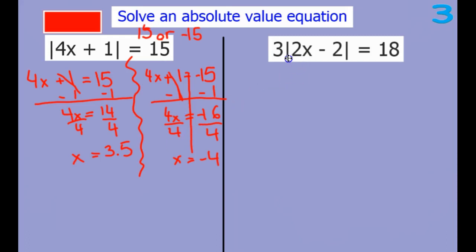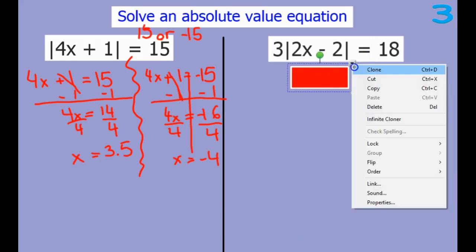Now over here, we have a number outside of our parentheses. What we need to think of this as is our whole bathroom. This whole problem is our bathroom. If we would put our box in front of this 2x minus 2, let's see if I can get it in front of it.